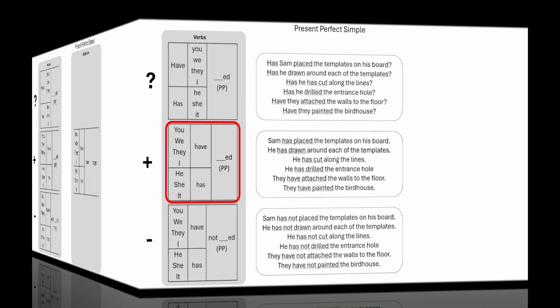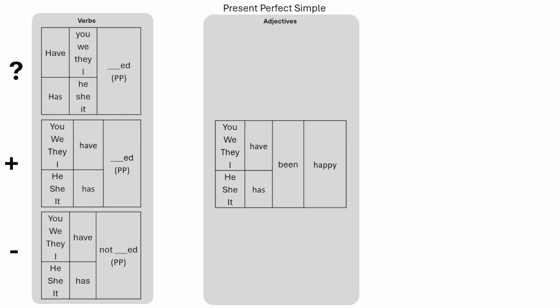painted the birdhouse. So let's take a look at how and when to use the simple present perfect with adjectives. So what we're going to do here is add been.